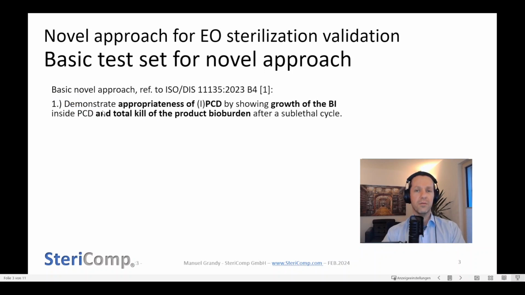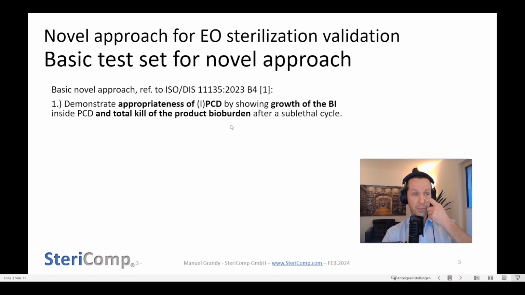So first, you demonstrate the appropriateness of the internal PCD by showing growth of the BI inside the PCD and a total kill of the product bioburden after a sublethal cycle. So this might sound familiar to you. That's because it is similarly described in the current version of the standard in chapter D86, approach 2.